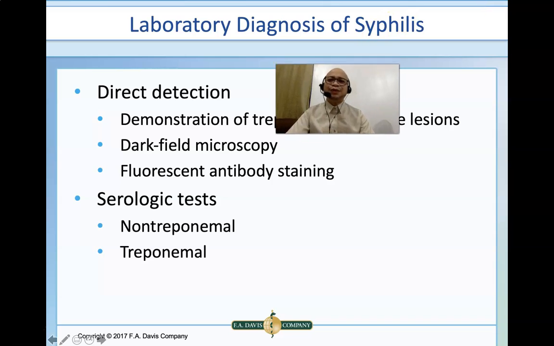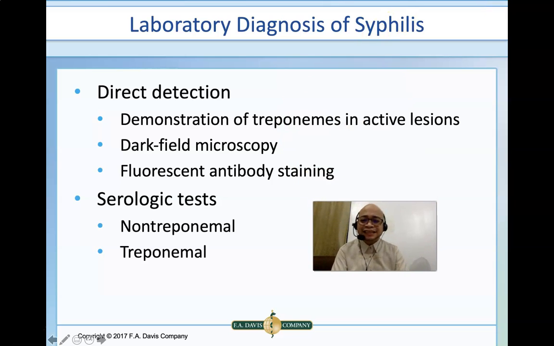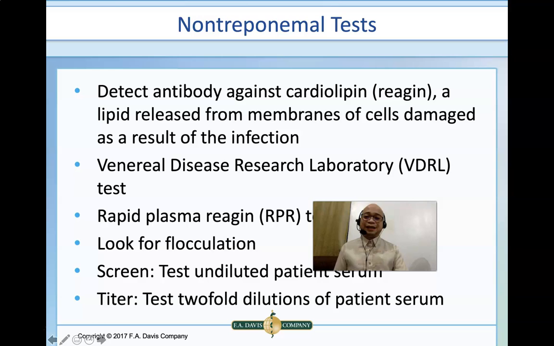So how do we detect syphilis? Since it's quite difficult to stain them using Gram stain, direct detection using dark field microscopy or fluorescent antibody staining, which is more sensitive, would be ideal. We can demonstrate treponemes in active lesions. However, that is not a common method in the laboratory. The most common method is serologic testing, either the non-treponemal test or the treponemal test.